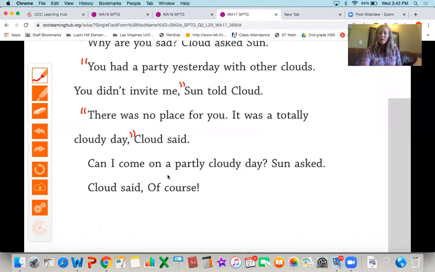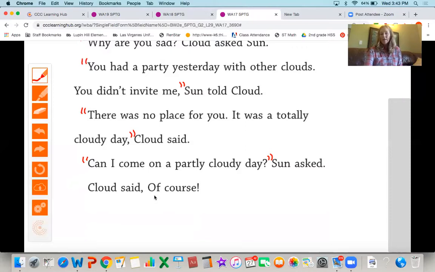"Can I come on a partly cloudy day?" Sun asked. So again, we're going to put it here at the beginning, making sure that they're up. They're not meant to be right next to it or down below. They are at the top by the letters. Okay. "Can I come on a partly cloudy day?" There's our question mark. So we're going to put our quotation marks there. Sun asked.